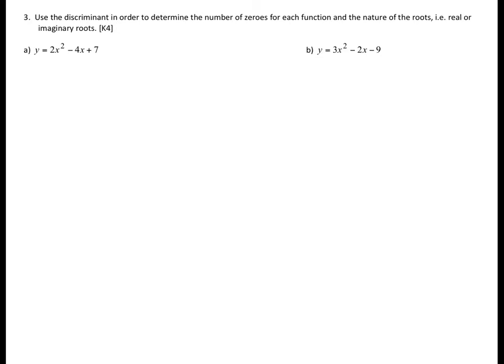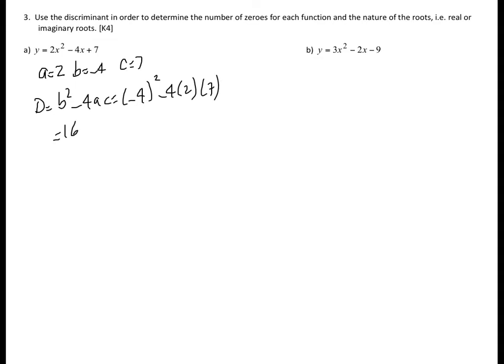For part A, we know that A is 2, B is negative 4, and C is equal to 7. D is B squared minus 4AC, which is negative 4 squared minus 4 times 2 times 7. Negative 4 squared is 16, minus 4 times 2 is 8, times 7 is 56. This gives us negative 40, which is less than 0. So we say that the number of roots is 0, no roots.